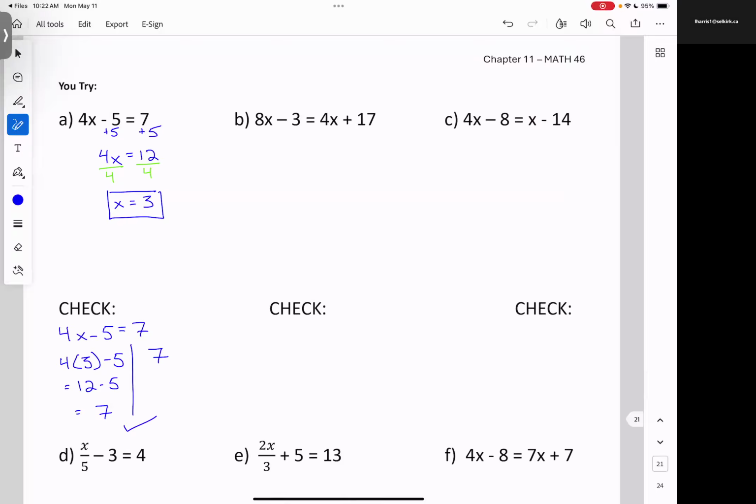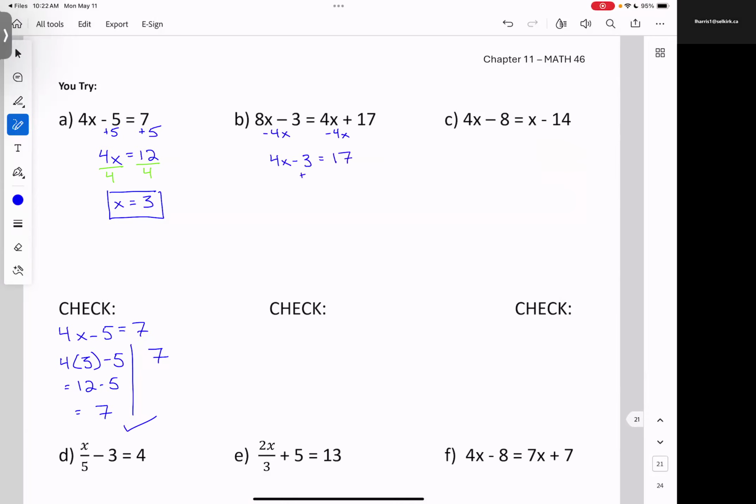All right, next one. Again, we don't have any brackets. We don't have any like terms on the left side or right side to combine. So we go straight into step 3. We want to gather our x's on one side and everything else on the other. So I'm going to start by subtracting 4x from both sides. And that would leave me with 4x minus 3 equals 17.